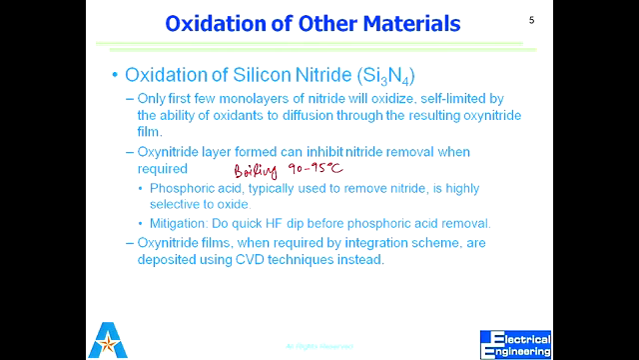Boiling phosphoric acid removes the nitride. But if we have a thin oxide layer at the top of nitride, we name it oxynitride because we have nitride and oxide at the top. So that oxide needs to be removed by dipping in HF. And for that case, you should know exactly what the thickness of the oxide is and what the etch rate of the solution is that you are using.